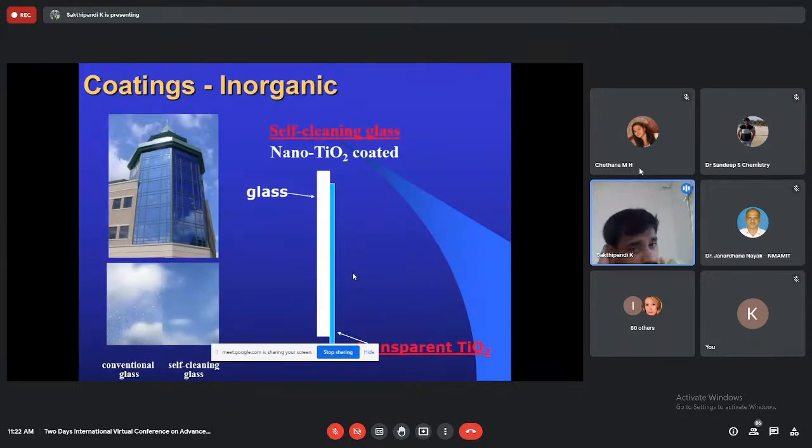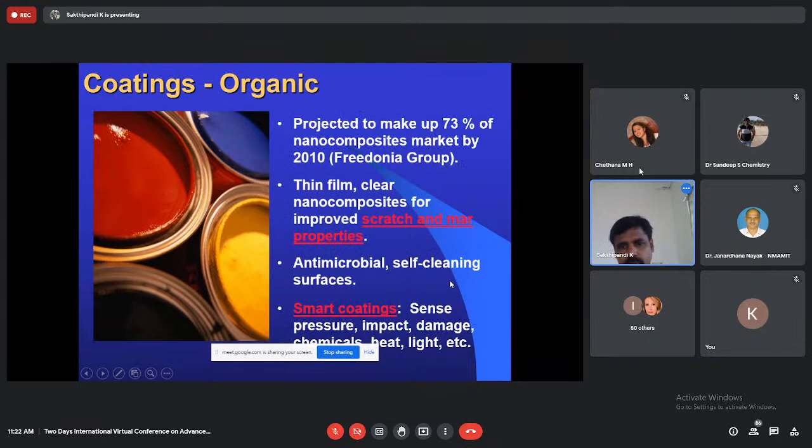Another one is self-cleaning and self-controlling transparent glass. Some of the dust will be easily cleaned. This is due to the morphology of the glass plate. And paints also nowadays are mixed with compounds of nanotechnology. You can have antimicrobial self-cleaning surfaces, and paints can sense pressure, heat and light nowadays.